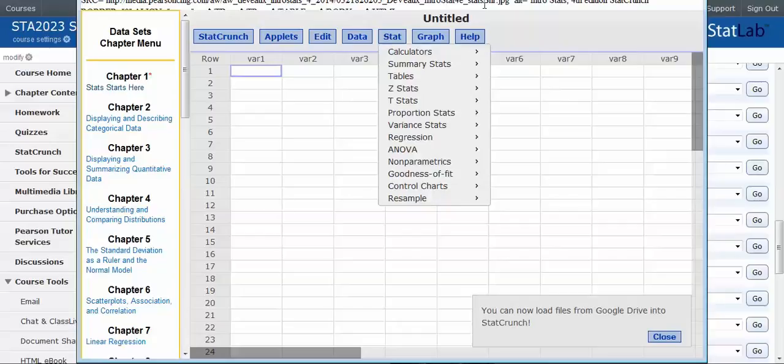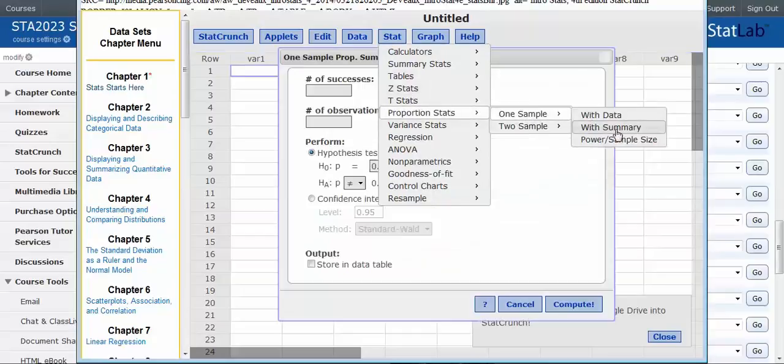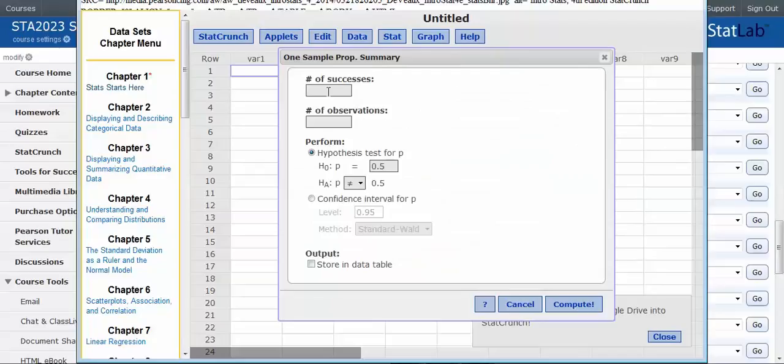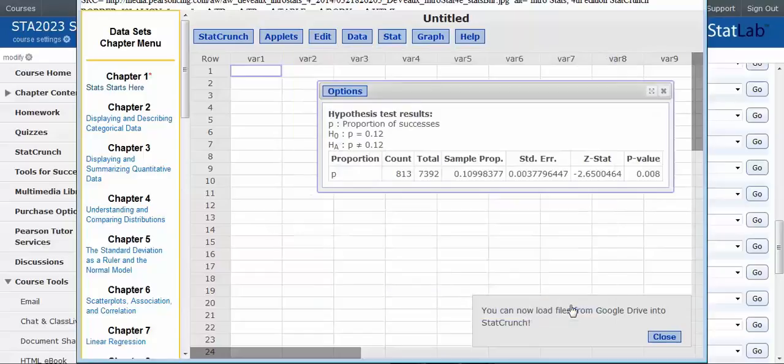I'm going to go to Stat, then Proportion Statistics, One Sample, and we have a summary. So there's the successes that you need, 813, and the observations were 7392, and we wanted to know if it was equal to 0.12 versus not equal to, and then we just hit compute. So there's the sample proportion of 11%, there's the z-score, the test statistic, and the p-value.